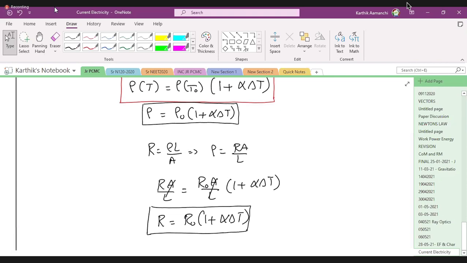Just go through your notes. I'm just drawing some graph. Superconductor.